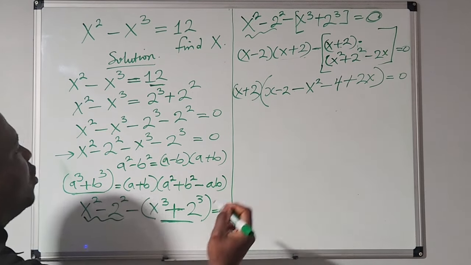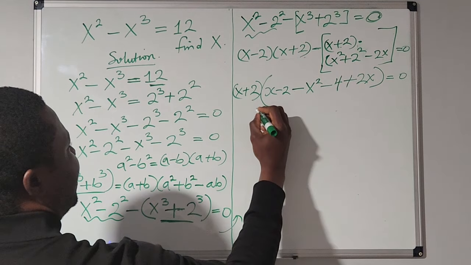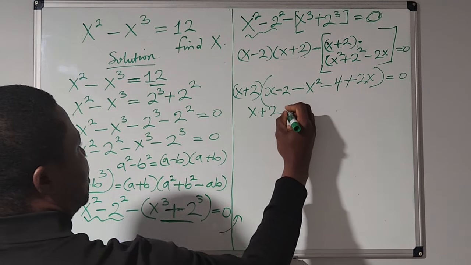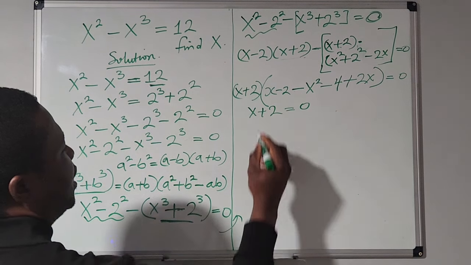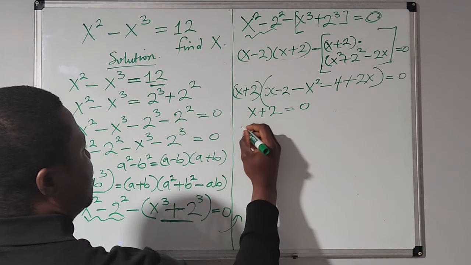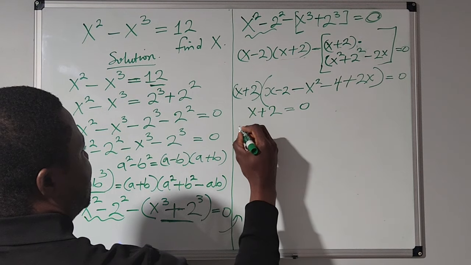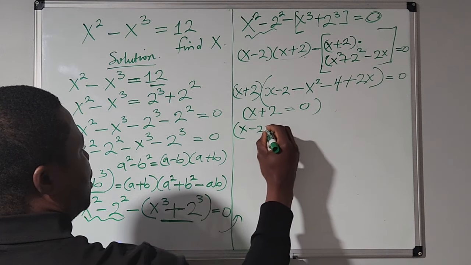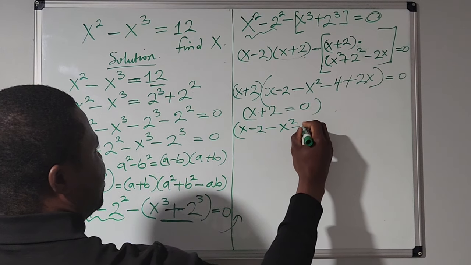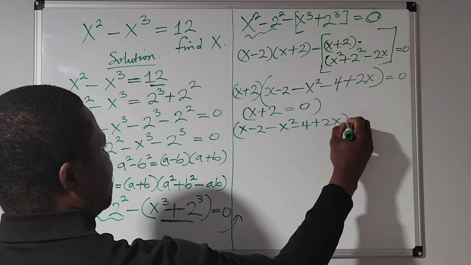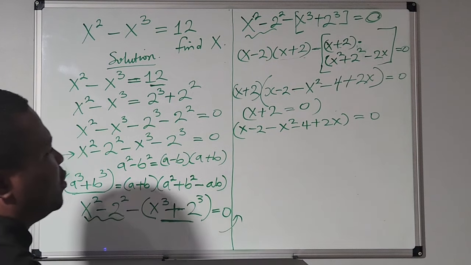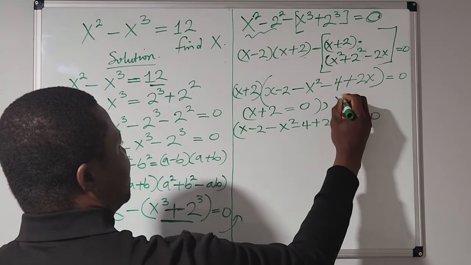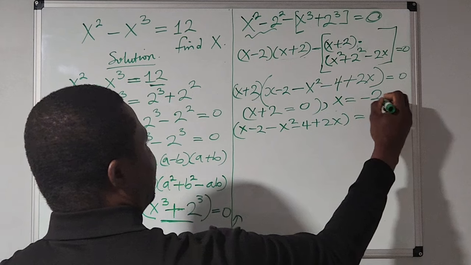Now from this equation, we can tell that x plus 2 is equal to 0, and then all this, x minus 2 minus x squared minus 4 plus 2x, is also equal to 0. So from here, x is equal to minus 2.